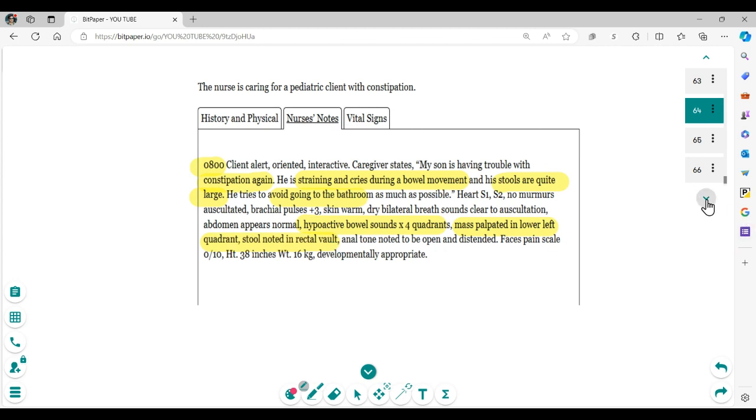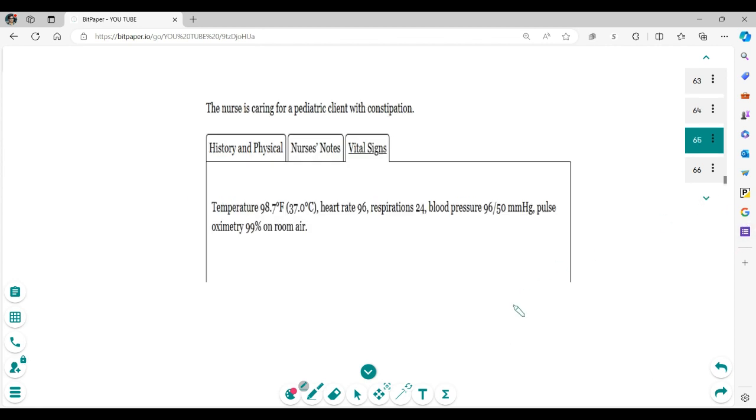All right. No pain. All right, so his temperature's good, 98.7. Heart rate's pretty typical for a toddler, 96. Respiration's 24. Blood pressure, 96 over 50. So his vitals look pretty good. He's breathing fine, 90% on room air.